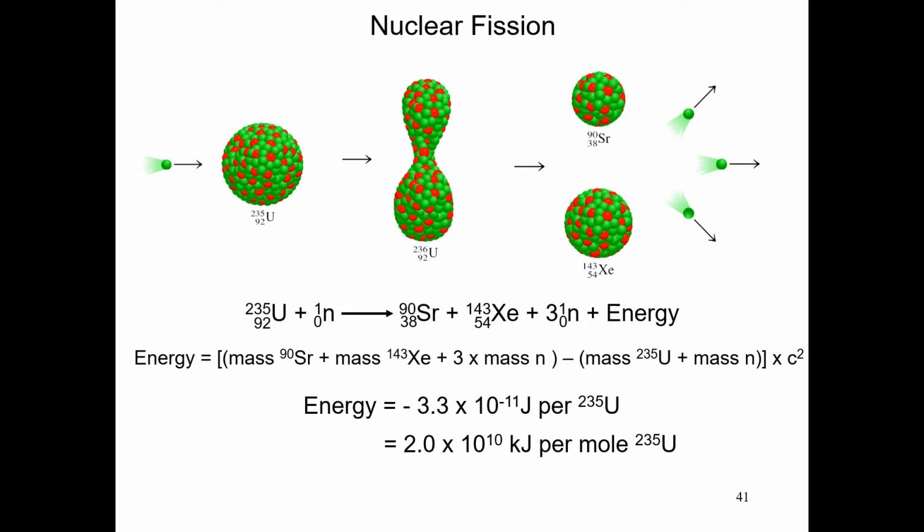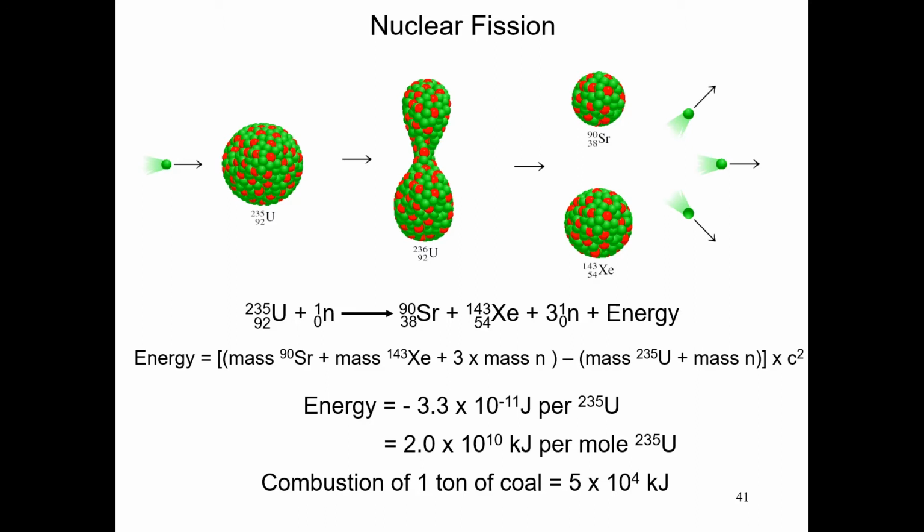Now, compare that amount of energy with the energy released by the combustion of 1 ton of coal, one of the right now less desirable forms of energy in our society because of its contribution to the carbon dioxide in the atmosphere and other byproducts. This one generates essentially 50,000 kilojoules per ton. You're talking here 2 times 10 to the 10th kilojoules per mole of uranium-235. A mole of uranium-235 is what? About 235 grams or so. In other words, the amount of energy released by this process is tremendous.